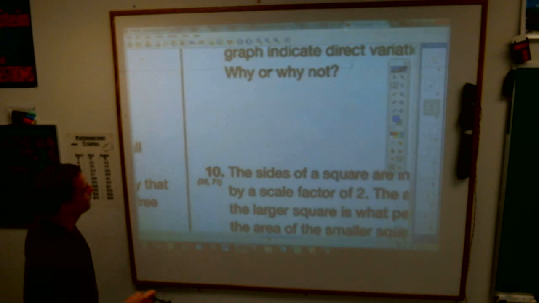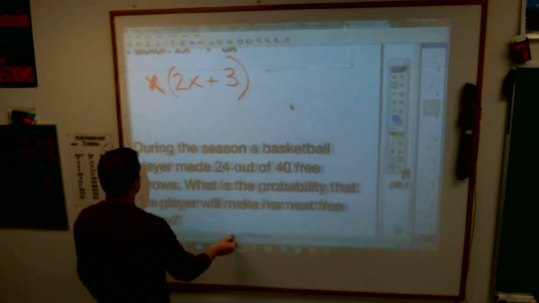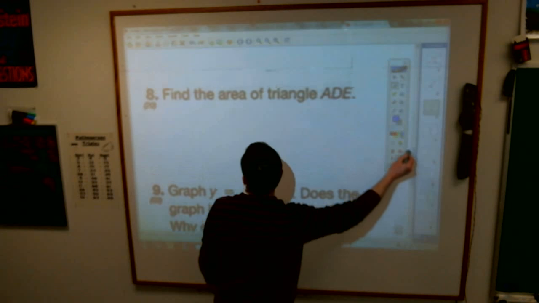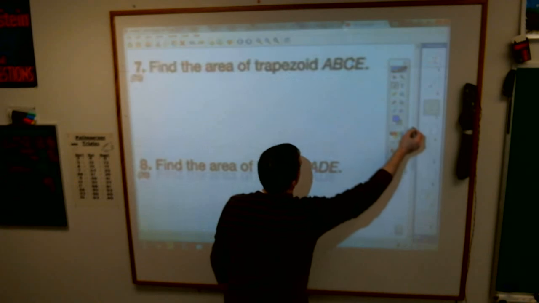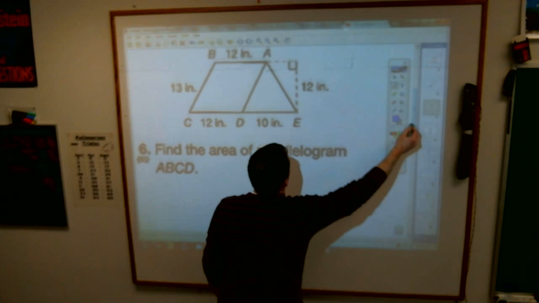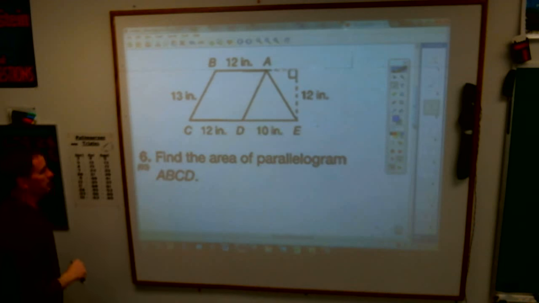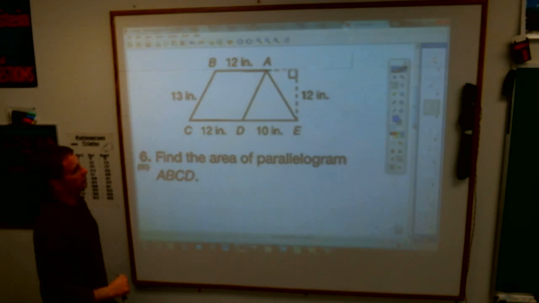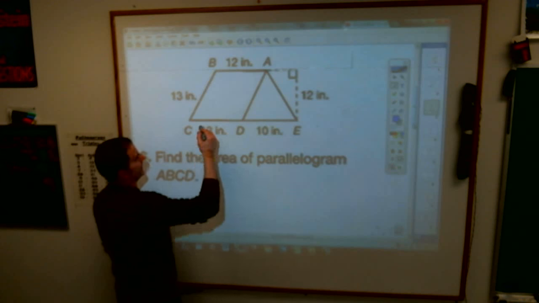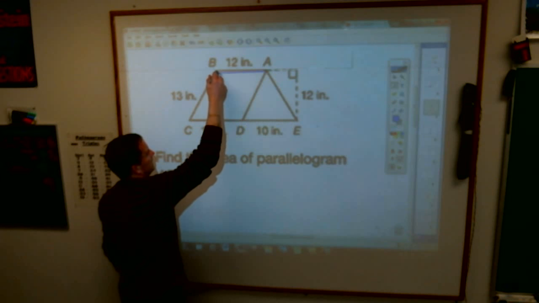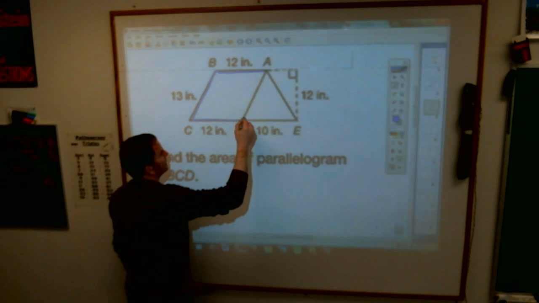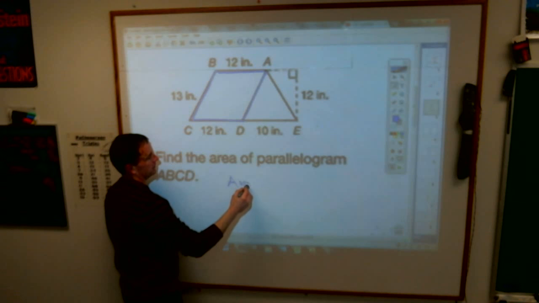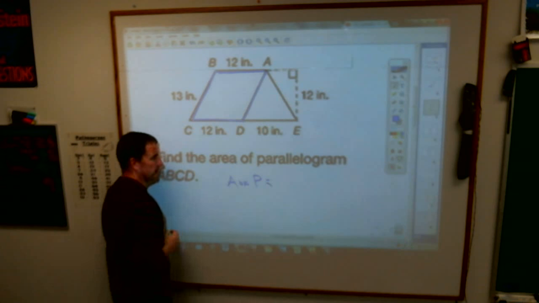John? I do number 6. Number 6. Right here. No, it's over here. Number 6. Find the area of parallelogram ABCD. Well, the first thing I suppose I would do is I would highlight that. A, B, C, D. Then I would write the formula for the area of a parallelogram, which is what?